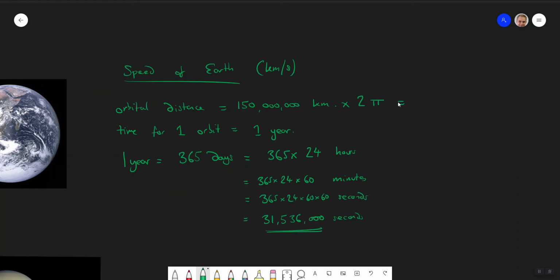So let's do that. We get 150 million, 1, 2, 3, 4, 5, 6 times 2 times pi. I'm just going to use 3.14 because I'm lazy, and I get about 942 million kilometers. Okay, so my speed is this number divided by this number. So speed is equal to 942 million over 31,536,000.